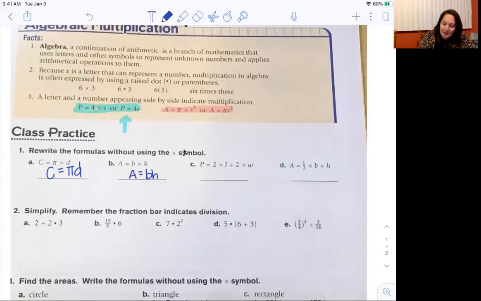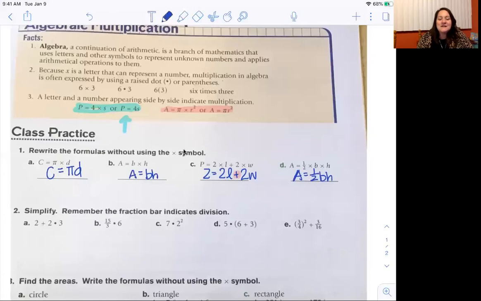Great. And C, P equals 2 times L plus 2 times W. P equals 2L plus 2W. We just take those X's out. We don't want to take the plus sign out because that's not going to help us at all. But we want to take the X's out. And letter D, A equals 1/2 times base times height. Area of a triangle. A equals 1/2, oops, let's try that again. A equals 1/2 base times height. First section already done. You guys have already been doing this.